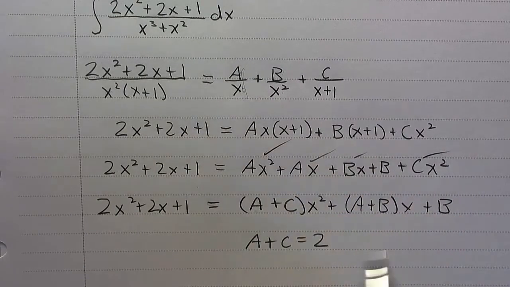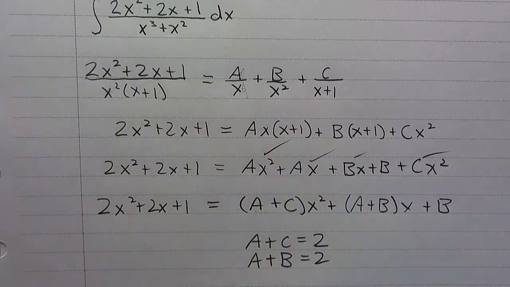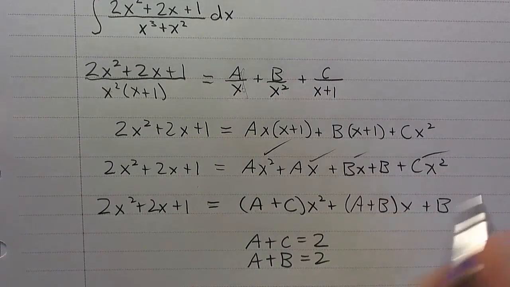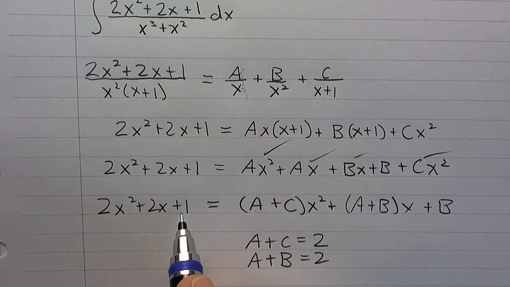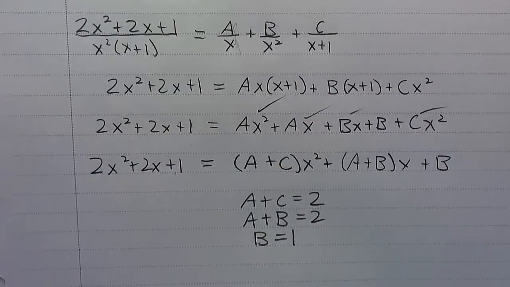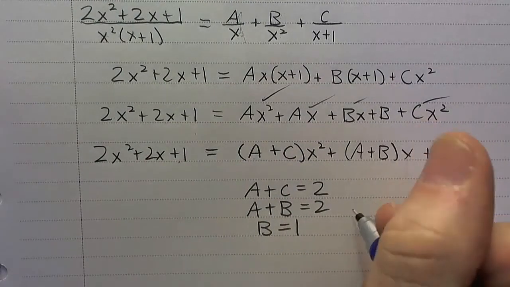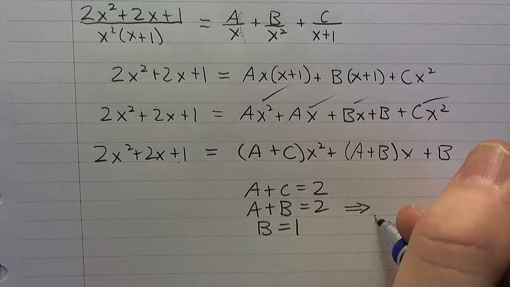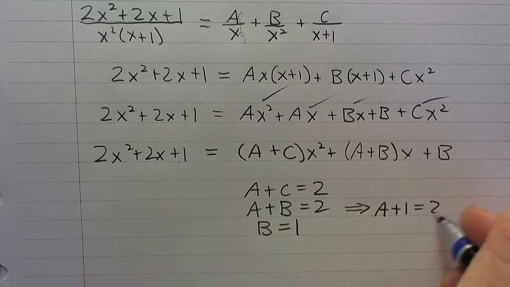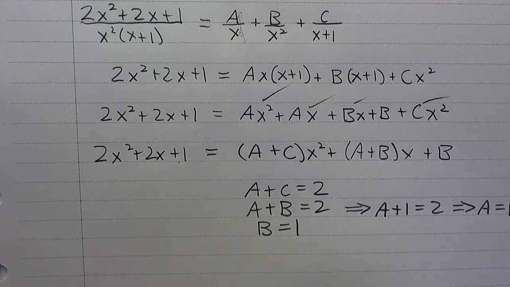A plus c must equal 2. a plus b must equal 2 as well. See? And b is definitely 1. So b is 1. Okay, now if b is 1, then we can immediately go up here and say, well, a plus 1 equals 2. Then that means that a is equal to 1. Okay, so it looks like a is equal to 1 as well.